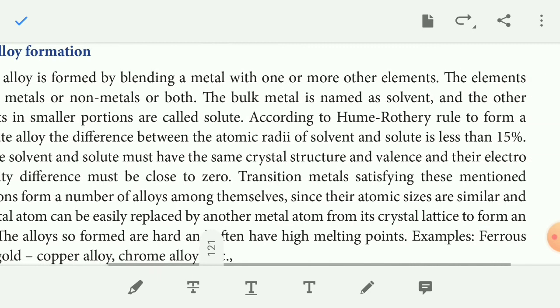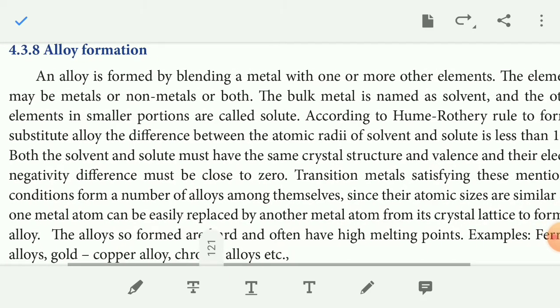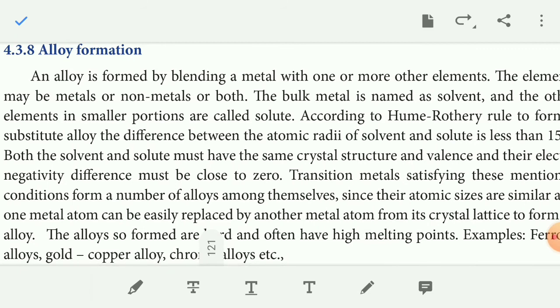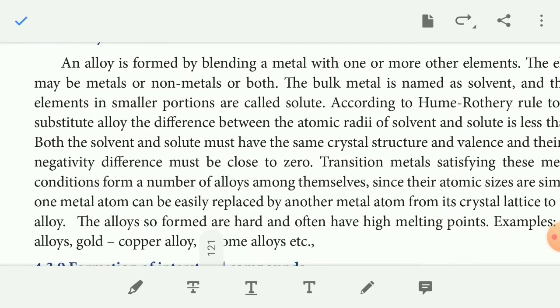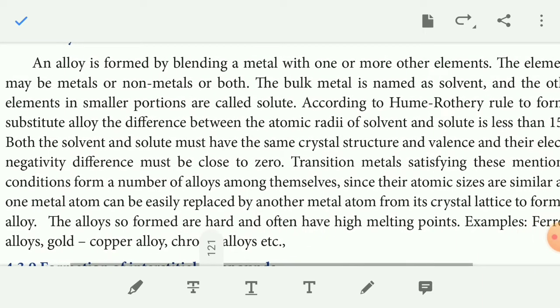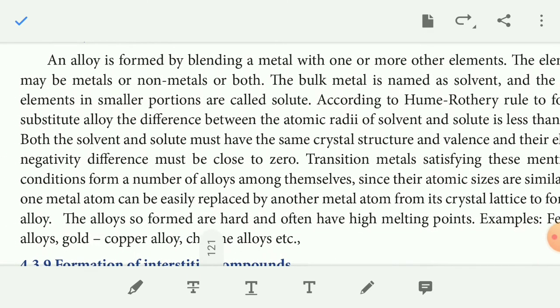According to the Hume-Rothery rule, to form a substitutional alloy, the difference between the atomic size of the solvent and solute must be less than 15%. Both the solvent and solute must have the same crystal structure. The valency and the electronegativity difference must be close to 0, but the transition metals satisfy these conditions to form a number of alloys among themselves. So the atomic sizes are similar, and one metal can easily replace the other in the crystal lattice to form an alloy.